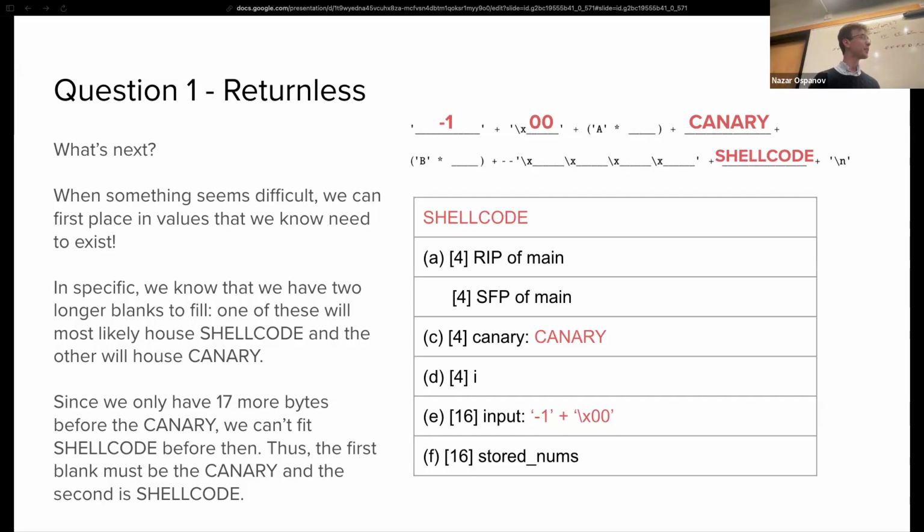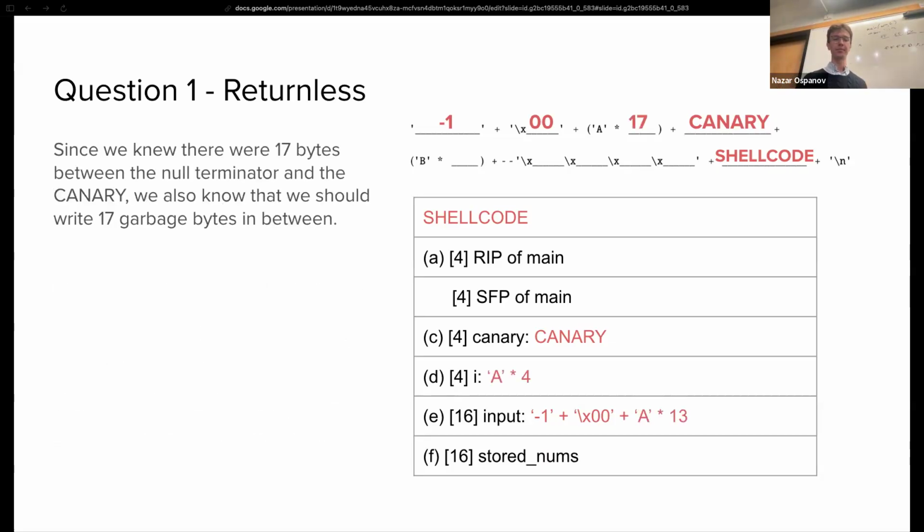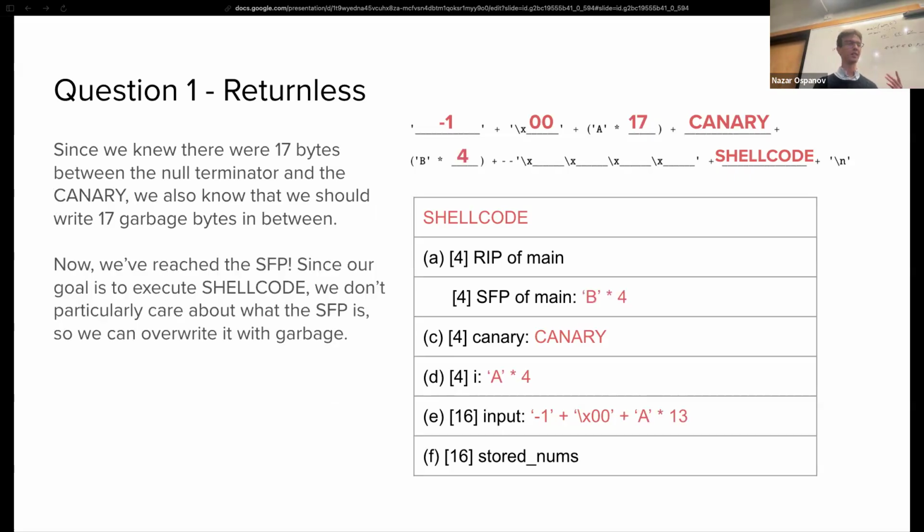The calculation is absolutely correct that it's 20 bytes from the input to the canary, but we have already filled it with 3 bytes: the minus sign, the 1, and the null byte. So 3 of them are taken, and we have to add 17 more bytes to fill everything up until the canary. That's where the 17 comes from. Then we know that we have to overwrite the SFP and the RIP. The SFP is going to be 4 bytes, and we're overwriting it with garbage.